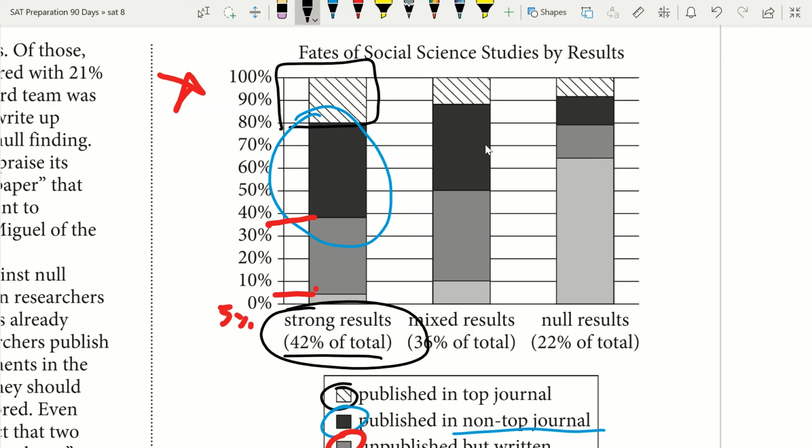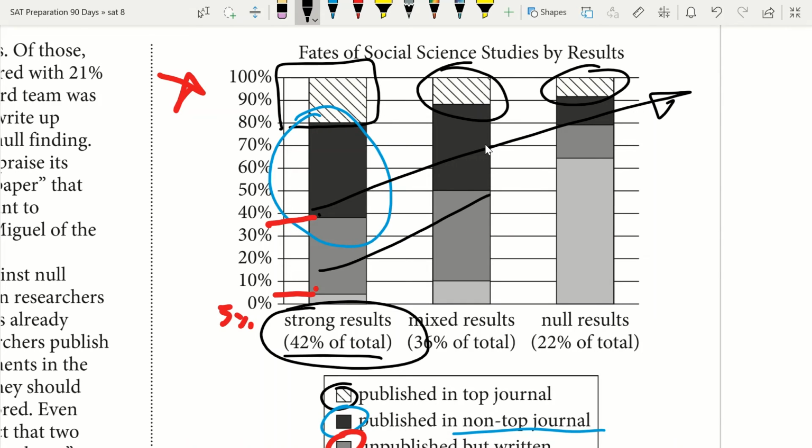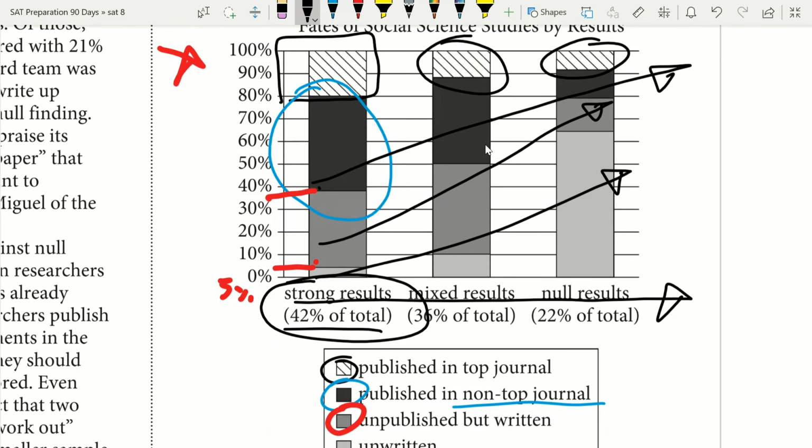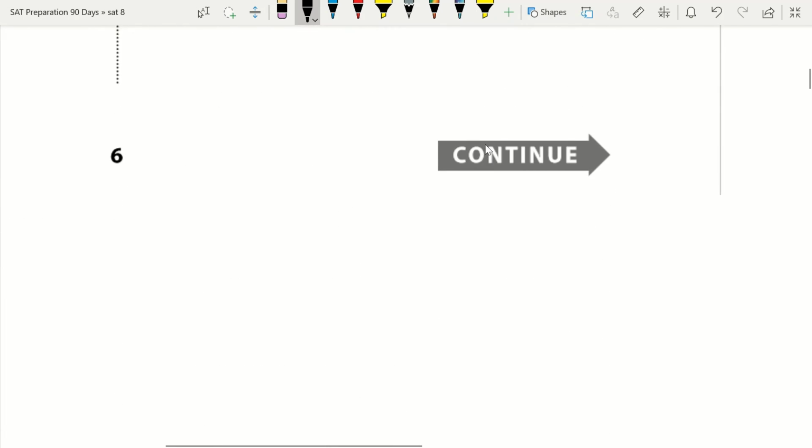So in this case, I see strong results. They're really a lot more likely to get published in that top journal, right? As we go down to these null results, that top journal likelihood goes from 20% down to like 15, down to like 10, right? I see a general trend here. We see the likelihood of something going unwritten increases as it goes from strong results to the null results. We see the likelihood of something being published in a non-top journal is also going down as we go towards those null results. So basically, something with strong results is far more likely to be written and published in a non-top journal and published in a top journal than those with mixed results and null results. That's really the pattern I'm going to be looking for in question 20.